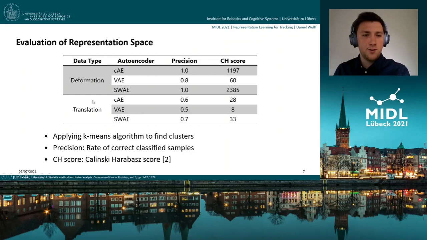In addition, in the translation test set, the clustering algorithm was not able to find very meaningful clusters. Here, it can also be seen that the sliced-Wasserstein autoencoder achieved the best results. These results are promising for the target tracking task because, as I said before, the deformation motion is acceptable for target tracking, but the translation motion is not acceptable.